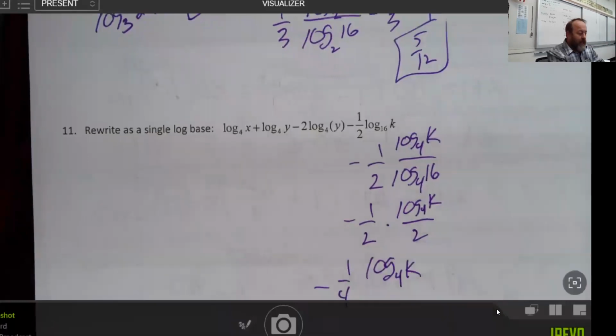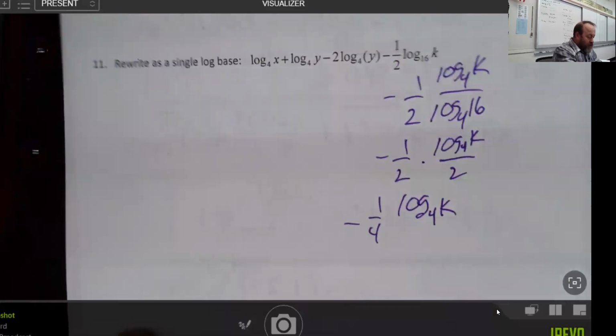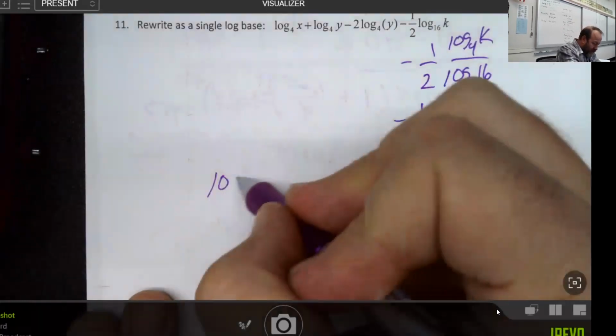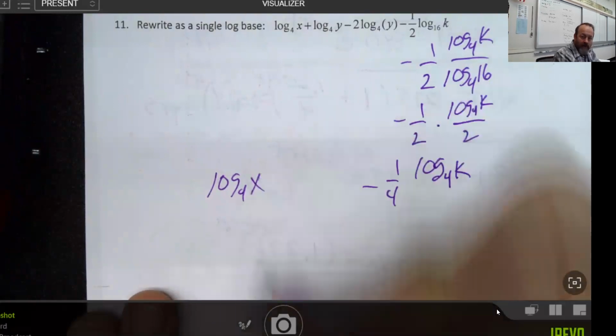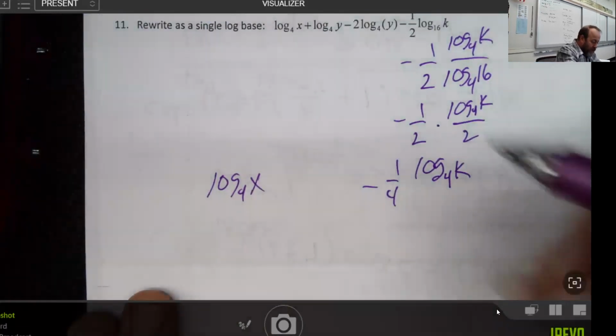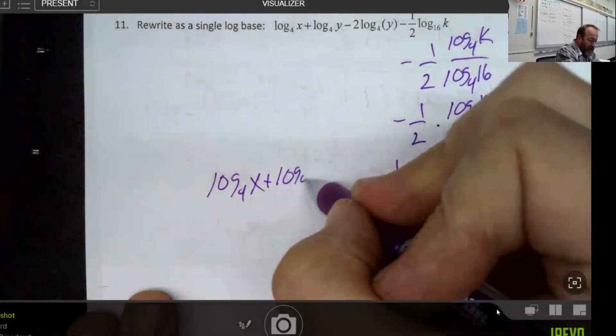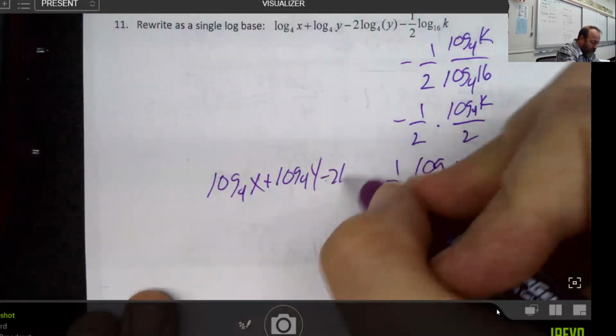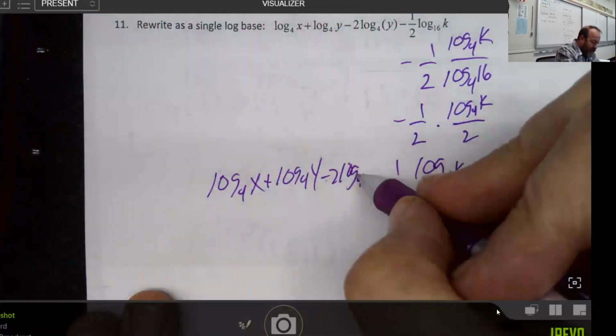And the rest of this, I really haven't done anything to yet. I've just sort of been waiting to figure out what happened. I had the log base 4 of x here. I had the log base 4 of y here. I had 2 log base 4s. I ran out of room of y up here.